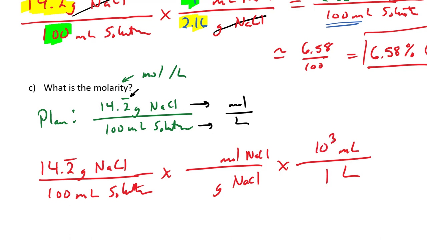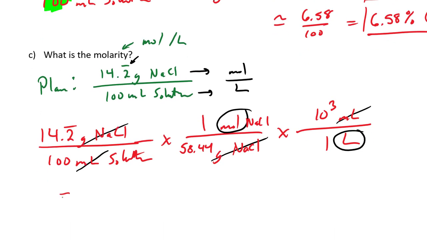This is an easy one. Over here, a molar mass of sodium chloride. Sodium is 22.99. Chlorine is 35.45. This gives me a molar mass of 58.44. Grams cancel grams. Mils cancel mils. I'll have moles per liter. Divided by 100, divided by 58.44, times 1,000.